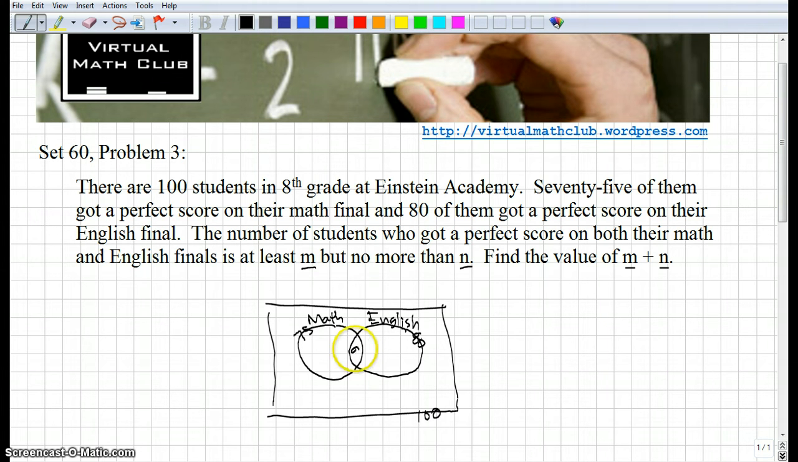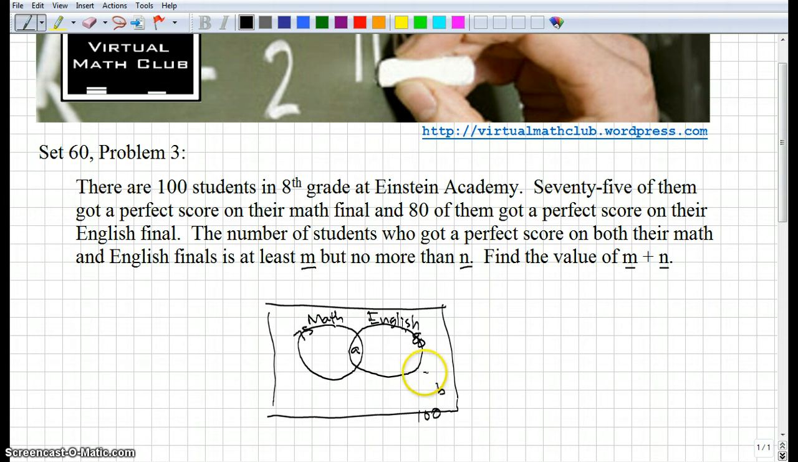I'm just going to call it A. We don't know what it is. So there's a certain number of kids that got a perfect score on both. And there may have been some kids out here, we'll call it B, that didn't get a perfect score on either one.